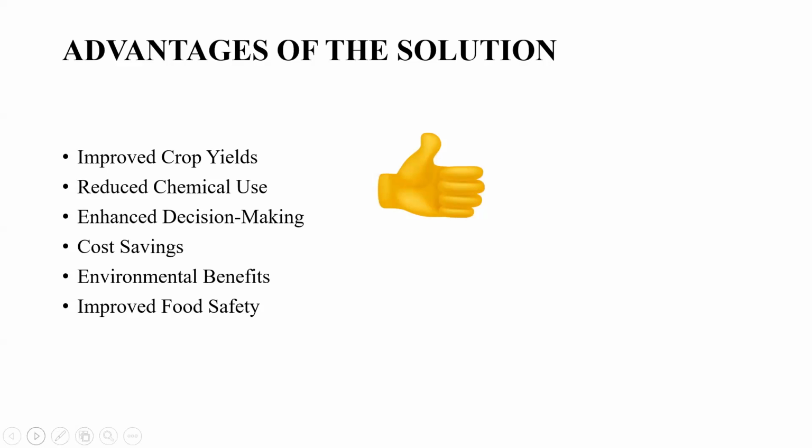Next one, environmental benefits. Reduced chemical use and improved crop management can lead to more sustainable and eco-friendly agricultural practices, reducing the environmental impact of farming. So there's no washing of chemical fungicides into the streams, killing the aquatic life there. That's the advantage of it. And then improved food safety. Reduced fungal toxins in cassava crops can improve food safety for consumers, reducing the risk of mycotoxins related to human health issues.